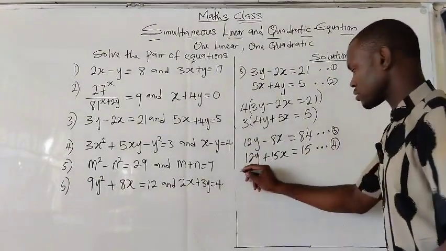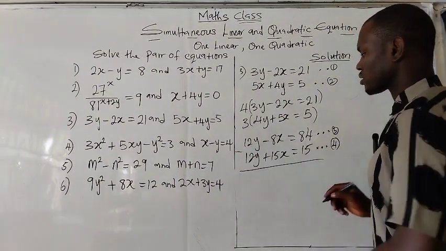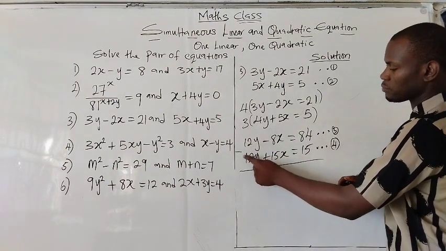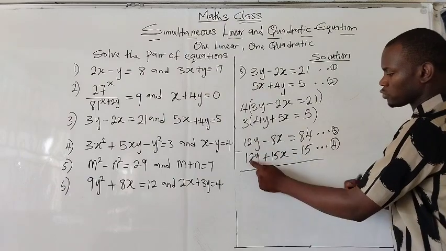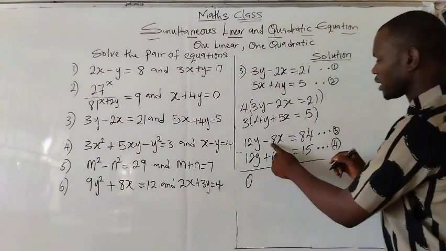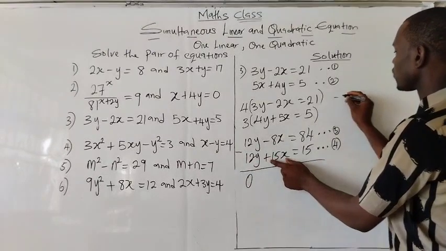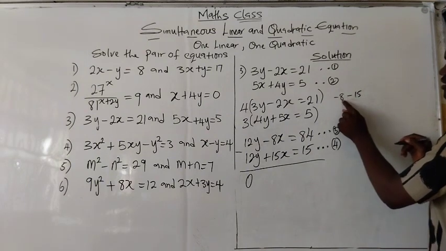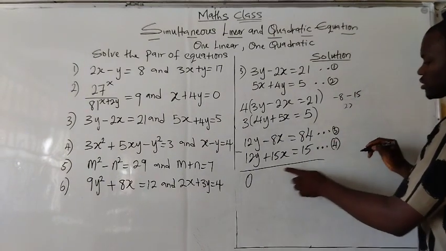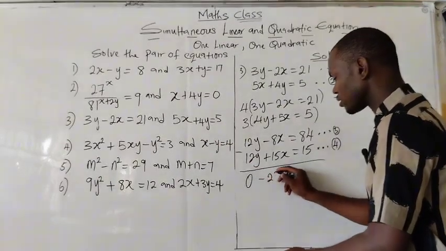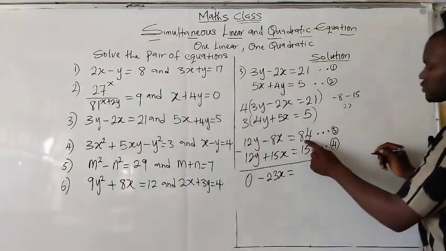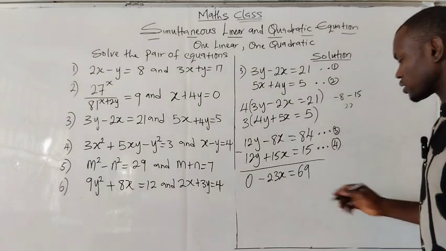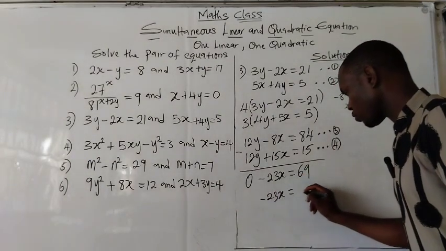We can now eliminate. Now, trying to eliminate, we are going to subtract. The reason is because y and y here have the same sign, positive and positive. So 12y minus 12y will give me 0. Minus 8x minus positive 15x. If you have minus 8 minus 15, what do you think it will give us? Adding 8 and 15, we'll have 23. All right? So we'll be having a negative 23x equal to 84 minus 15, which will give us 69. So what do we do next? We'll be having minus 23x equal to 69.